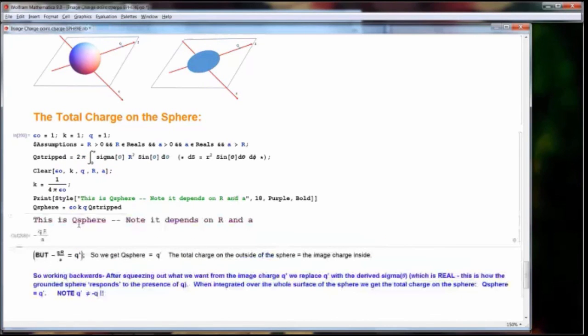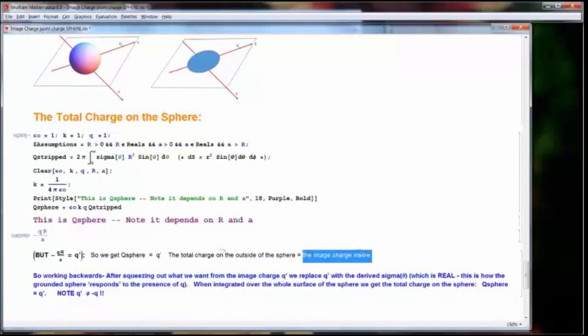The q on the sphere is equal to minus qR over a. So notice that it depends on R and a, so it's not independent of those parameters. But we notice that that quantity is our q prime. So in other words, the total charge is equal to q prime. It's negative, and it's equal to the image charge. So the total charge on the outside of the sphere, which is real, is equal to the image charge inside.